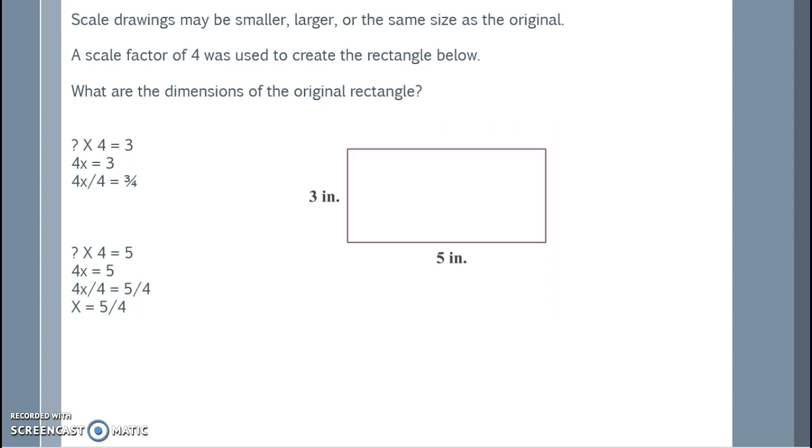On the bottom side here, 4x equals 5. Divide by 4, so x equals 5/4. The dimensions of the original rectangle are 3/4 inches by 5/4 of an inch.